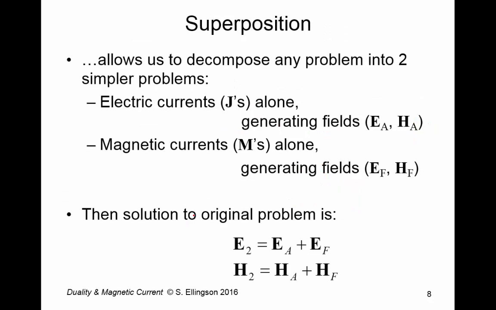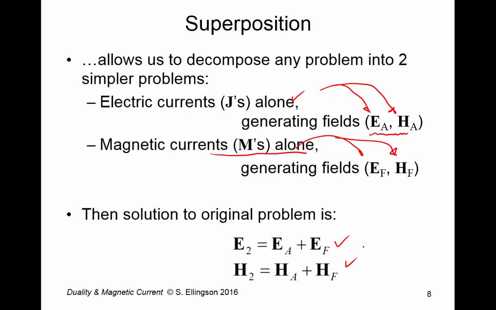Superposition. Superposition allows us to decompose any problem into two simpler problems, recognizing now that problems might have electric currents in them and magnetic currents in them, for the reasons I described in previous slides. One way to attack these problems is to first do the electric currents alone and represent that using our notation that we've established already. These give rise to a set of fields, E sub A and H sub A. And then we can do the problem using just the magnetic currents alone, and thereby getting another set of fields, E sub F and H sub F. And then, of course, the solution to the original problem is the sum of those things.